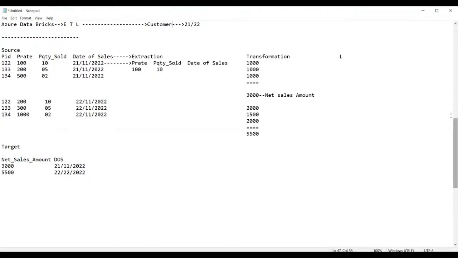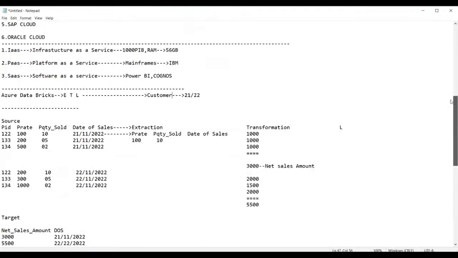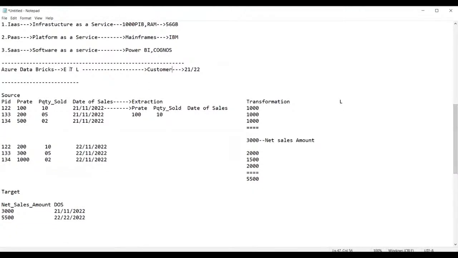This process is called the process of what? Extraction, transformation, and loading. And this is done by using Azure Databricks. It is done using the service called Azure Databricks, where extraction, transformation, and loading of data is done. Clear all of you now?